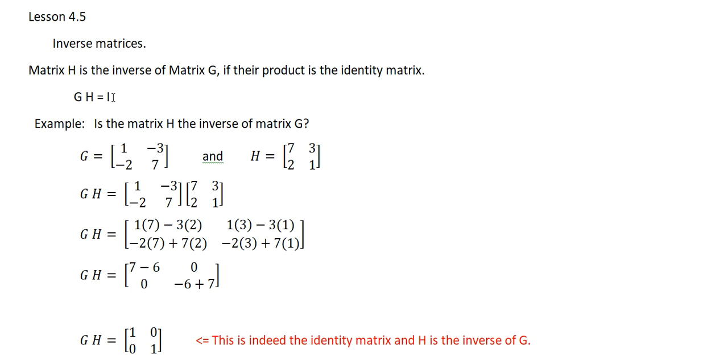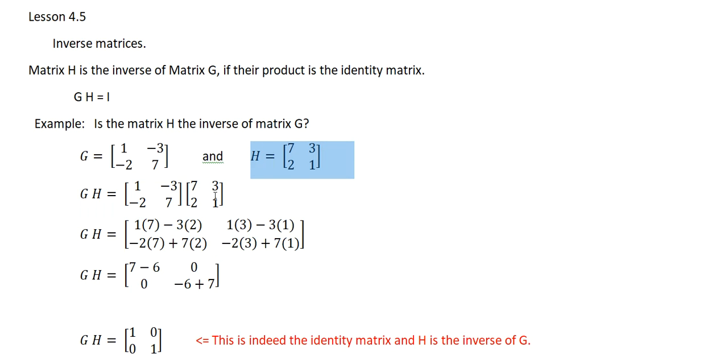Remember, the identity matrix is a square matrix where all of the diagonal elements are equal to 1 and all of the off-diagonal elements are equal to 0. So, is the matrix H the inverse of matrix G? Well, let's find out. So there's G. We have a defined matrix G and a defined matrix H.